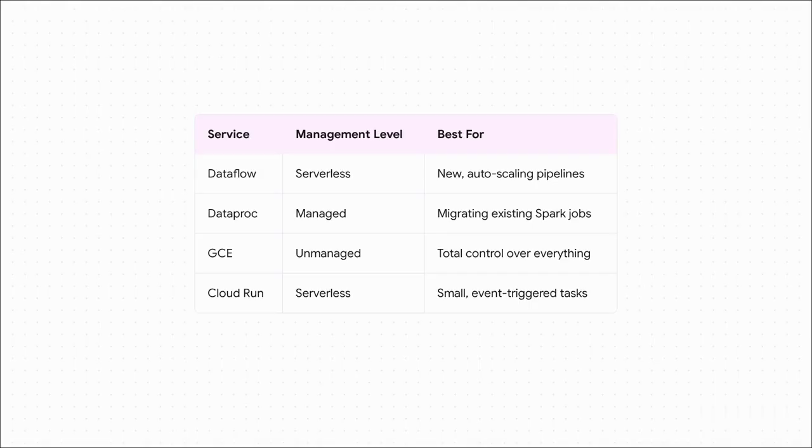Honestly, you can see the biggest trade-off right away in that first column, management level. Look at the two ends of the spectrum. You've got Dataflow and Cloud Run, which are totally serverless. You basically don't manage anything. It's super hands-off. Then, all the way on the other side, you have GCE, which is completely unmanaged. You do it all. And right there in the sweet spot in the middle is Dataproc, which is managed. It strikes a nice balance between having things done for you and still having control. This one thing, how much you want to manage yourself, really decides which tool is right for you.